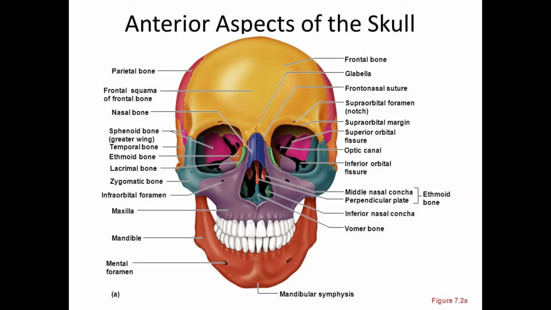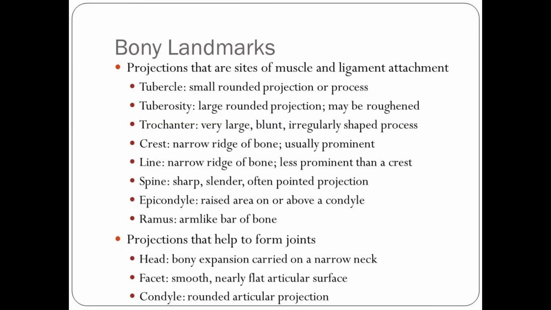A groove is a depression in the bone that holds a blood vessel, a nerve, or a tendon. A meatus is a tunnel or canal found in a bone. A notch is an indention or large groove. A sinus is an air cavity within a bone. So those are depressions and openings.